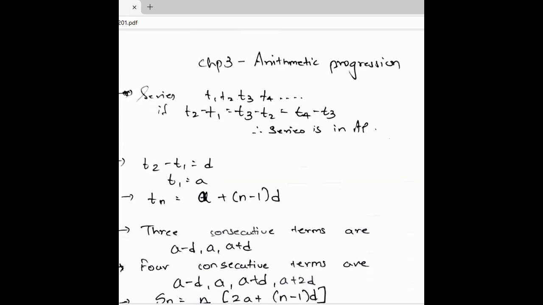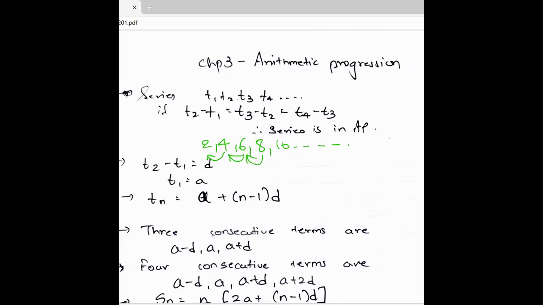Now the next chapter is AP, arithmetic progression. How do you come to know whether a sequence is in AP or not? Say, for example, I have a sequence 2, 4, 6, 8, 10, and so on. What we have to do is check if T2 minus T1, where T2 stands for the second term, minus the first term is the same as the third term minus the second term, the fourth term minus the third term.